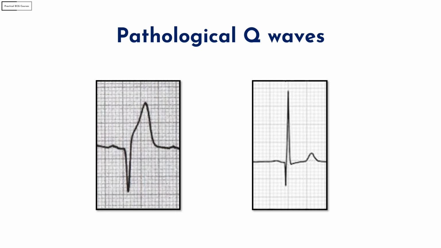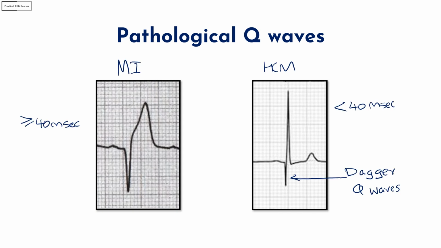But what about the width of the Q wave? When you have ischemia, the myocardium does not conduct well, and as a result, it takes more time for impulses to travel through the ischemic tissue. And so, what happens to the Q wave? It gets wider. In comparison, what happens to the conduction in HCM? There is no delay in conduction, so the width of the Q wave is narrow in HCM. In fact, this is why the Q waves of HCM are called dagger Q waves, because they are narrow and deep.